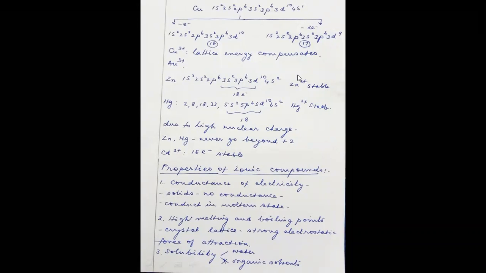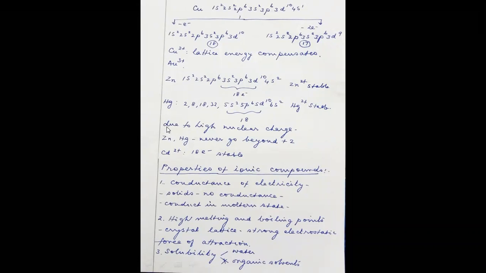Lattice energy is the energy released when ions are brought from infinite distance to the exact position of the lattice point in a solid crystal. Similarly, take zinc. Zinc 2+ is stable because of 18 electrons in the outermost shell. Similarly, mercury 2+ is also stable because of 18 electrons in the outermost shell. So the magic numbers 2, 8, 8, 18, 32. If 18 electrons are present in the outermost shell, it is stable.